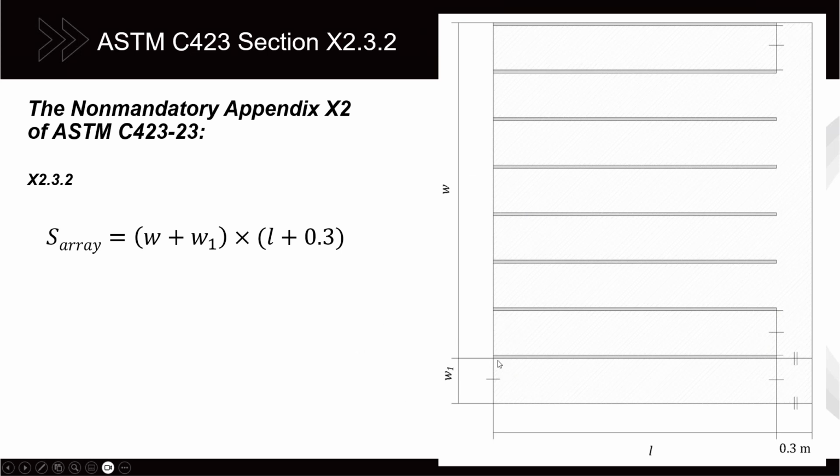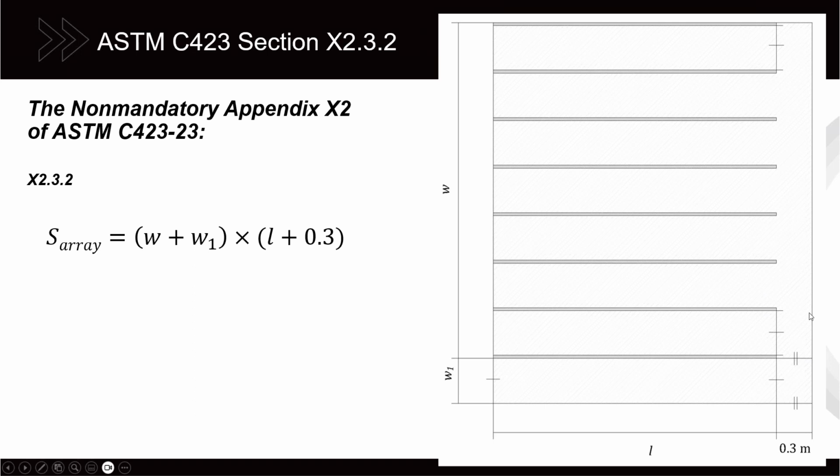For the length, we take the measured length, and here's the dilemma, and this is something we discussed and debated at the E33 committee for years. This is maybe the one part of this whole thing. We had to pick an arbitrary value because there's no defined value for this additional space. So we settled on 0.3 meters. For the Americans, that's about 12 inches. That is added to this length.